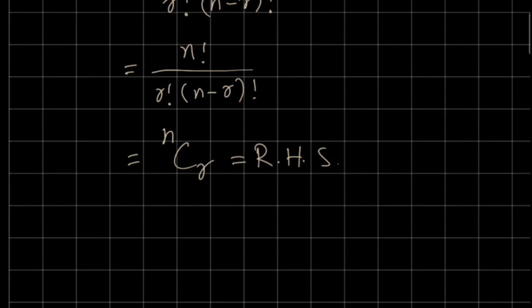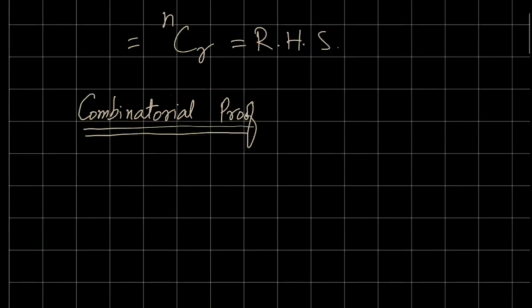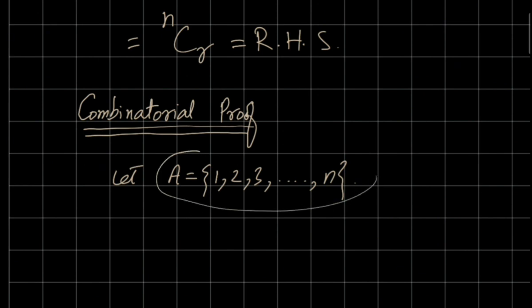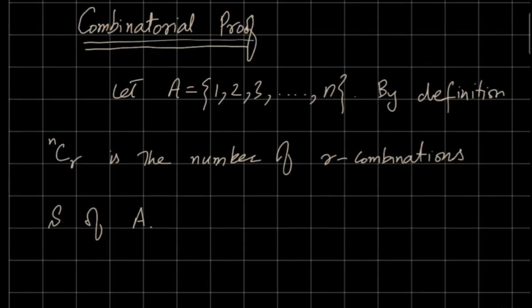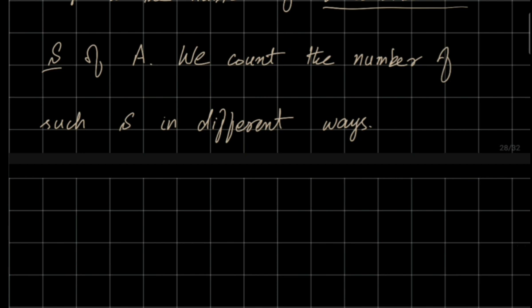Now look at the combinatorial proof. In this proof, we will consider that a set A has n different elements. So by definition, nCr is an r combination from A. Now we will count all such r combinations S of A in two different ways. So look, every r combination S of A either contains 1 or not. So we will have two cases.